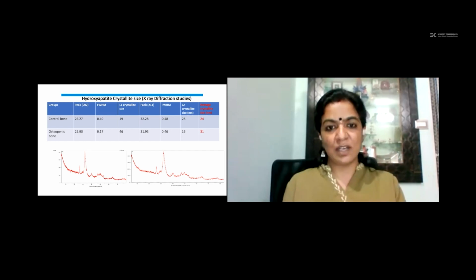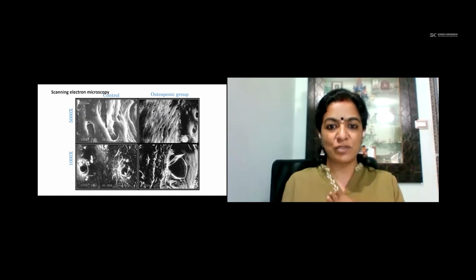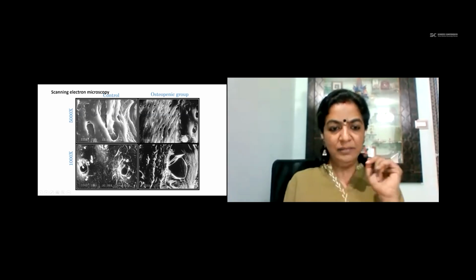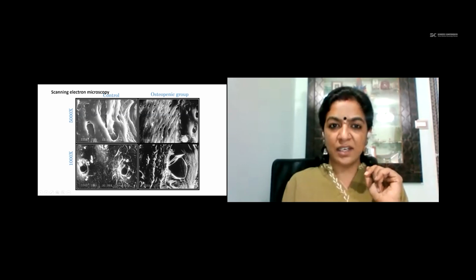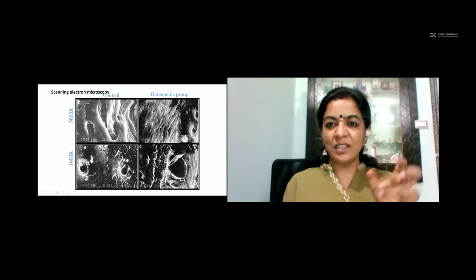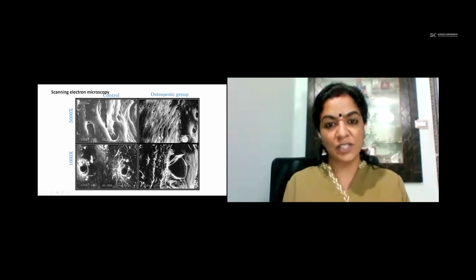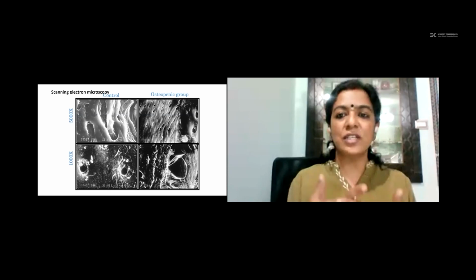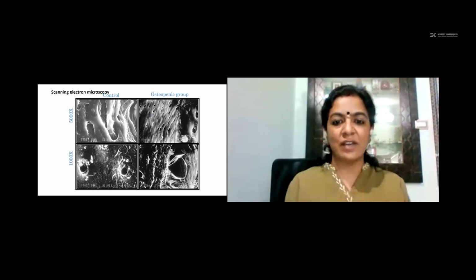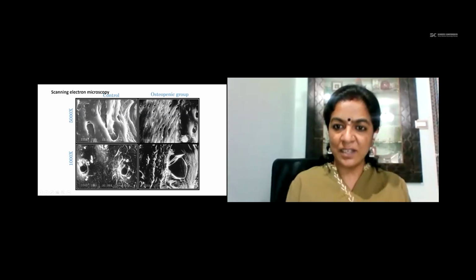I can show you the scanning electron microscopic slides. These are the scanning electron micrographs which we have done on the same bones. You can see here these are the Haversian canals, and these are nothing but the lamellar arrangement. This is the compact bone, and this is the lamellar arrangement of hydroxyapatite and collagen fibers. Here we cannot differentiate between the hydroxyapatite and collagen fibers. These are together, but these are the Haversian canals.